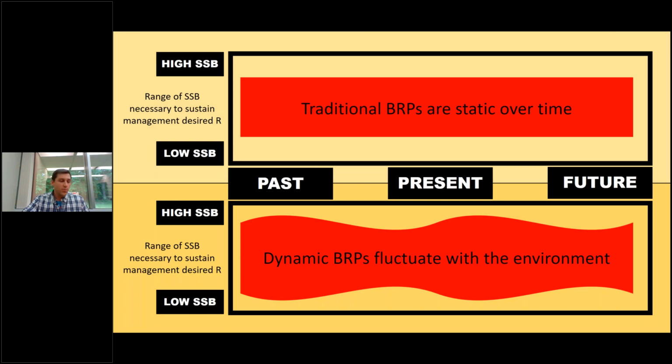Such a temporally dynamic relationship would allow for something like the bottom plot here, where each year spawning biomass would be in a given range to reach desired future recruitment levels. Unlike the above plot, which might be biologically unrealistic as it has no effect from the environment changing around it.